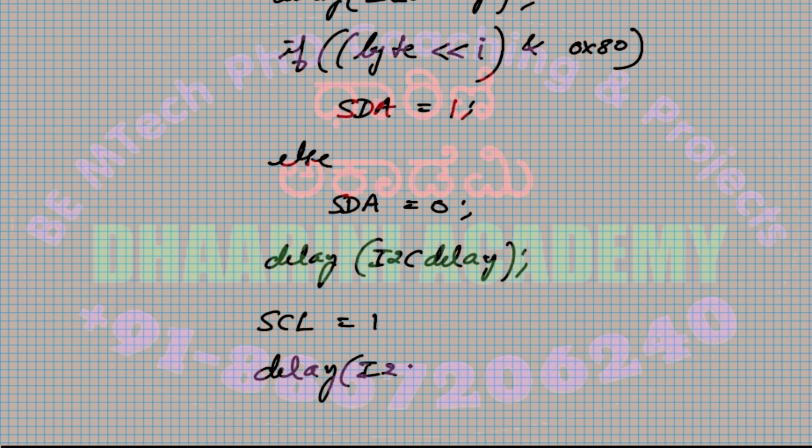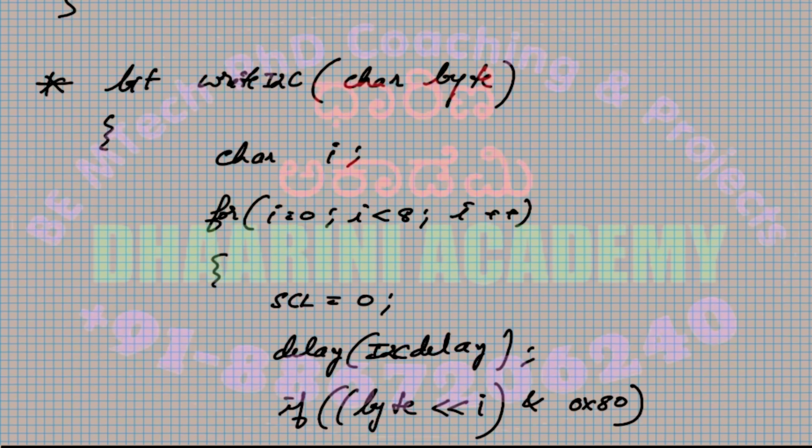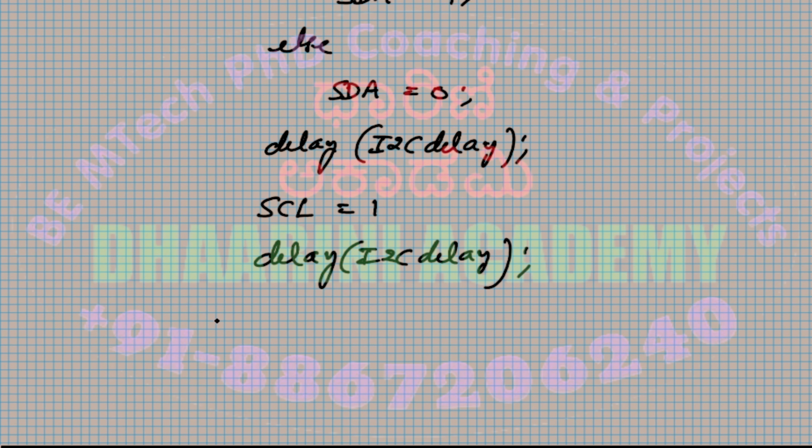Okay, I2C delay. This is inside our for loop, which repeats 8 times for all the 8 bits of data. Now, what you do is wait until this data has been sent.